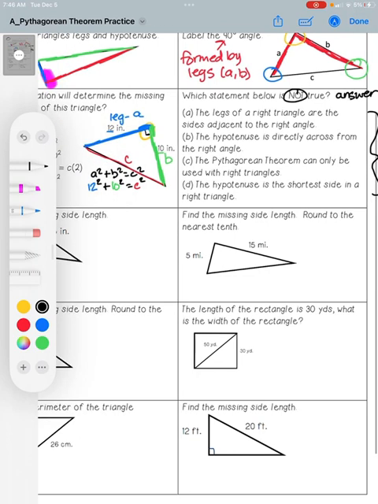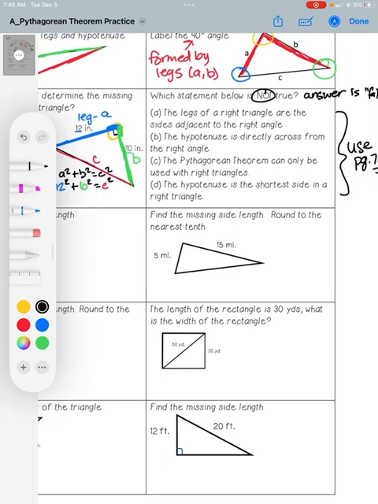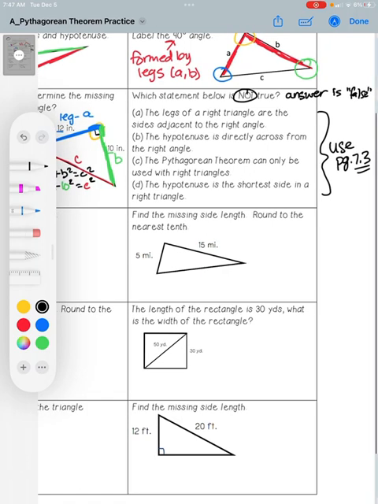Okay. Letter A says the legs of a right triangle are the sides adjacent to the right angle. B says the hypotenuse is directly across from the right angle. C says the Pythagorean theorem can only be used with right triangles. And D says the hypotenuse is the shortest side in a right triangle. Remember, you are looking for the false statement, and all of those are answered on page 7.3.